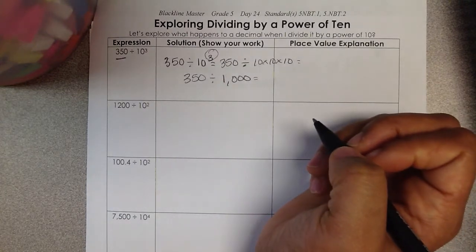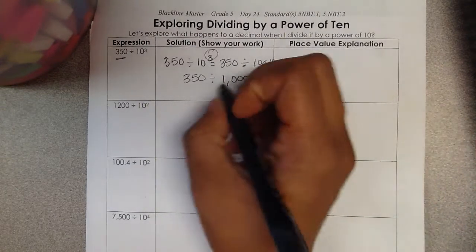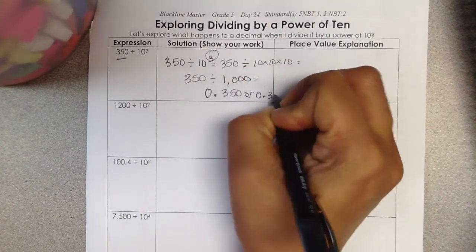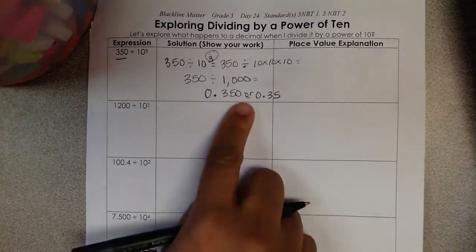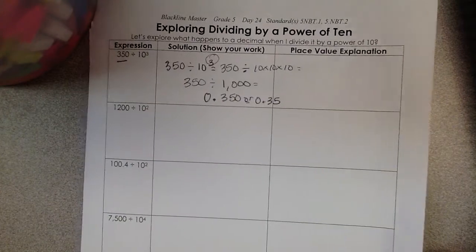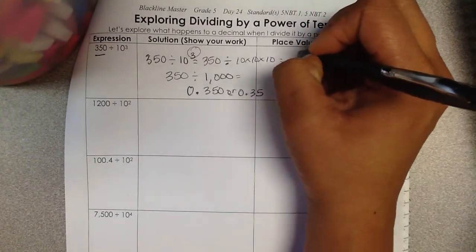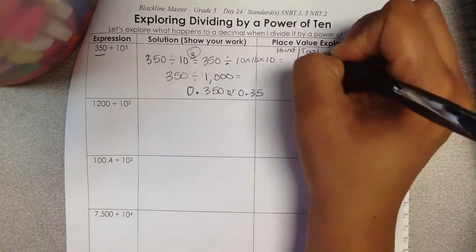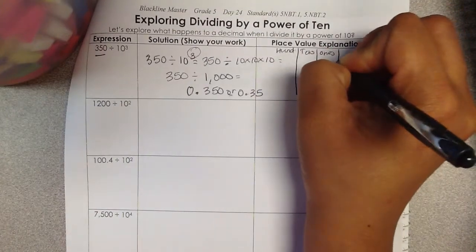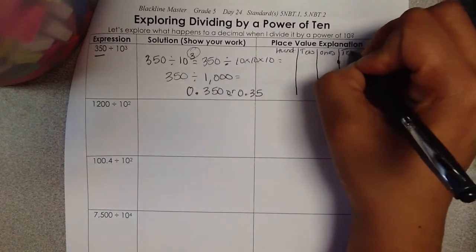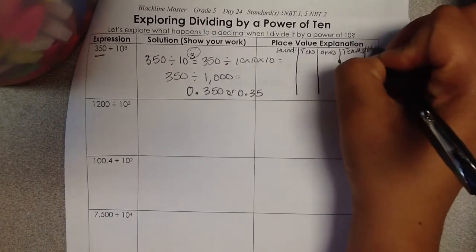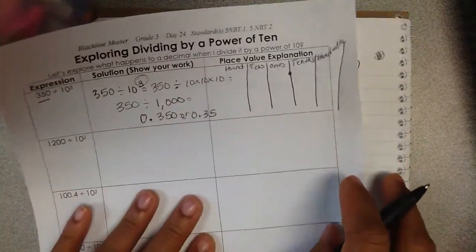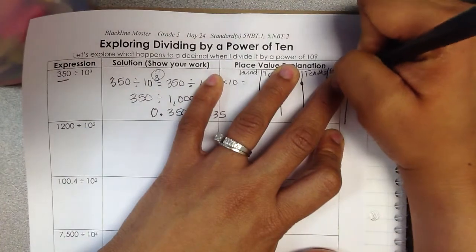So when I move my digits 3 place values to the right to get smaller, then I end up with 0 and 350 thousandths, or 0 and 35 hundredths. You could write it either way because that 0 on the end doesn't change the value of the number. Let's look at our place value explanation. So I had hundreds, I had tens, ones, there's a decimal right here, I have tenths, hundredths, and that's kind of running out of room here. And then last place value I have is thousandths.